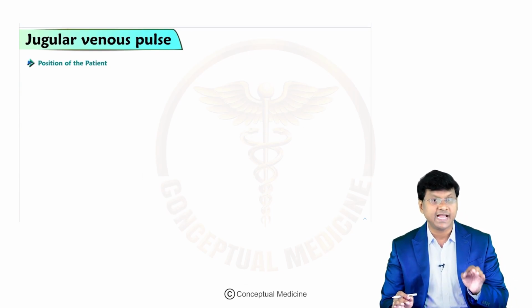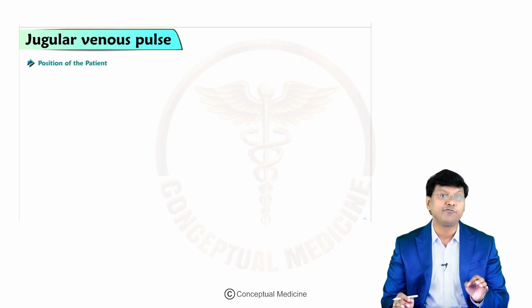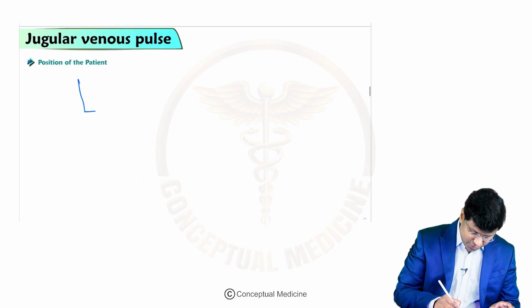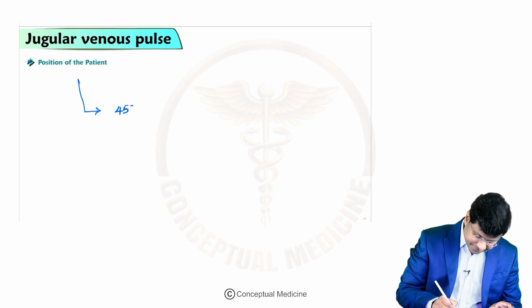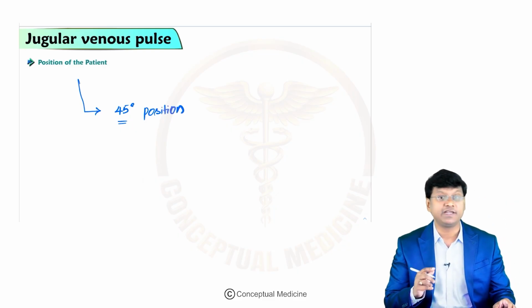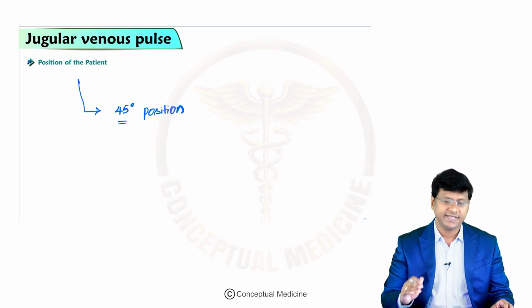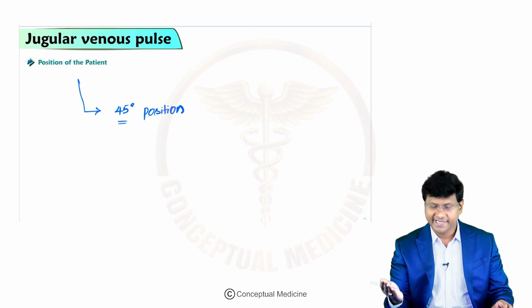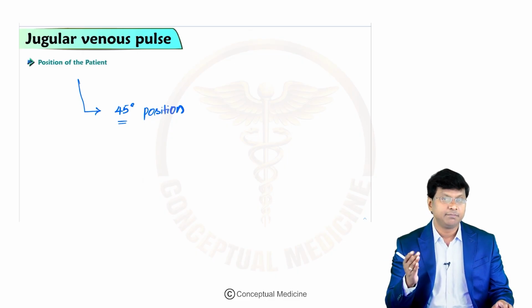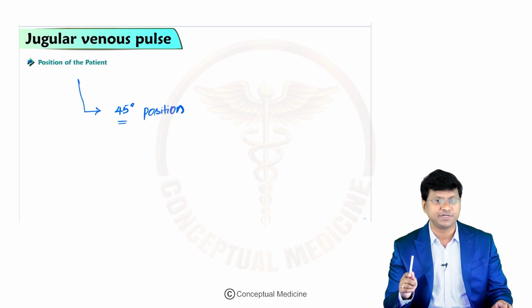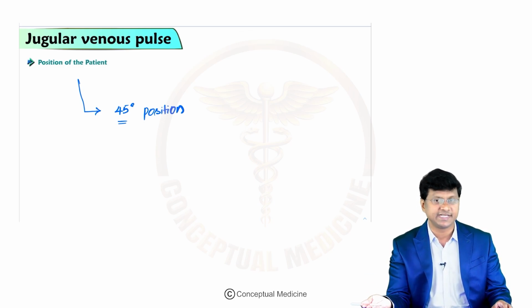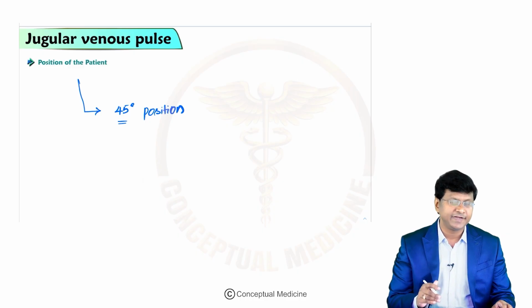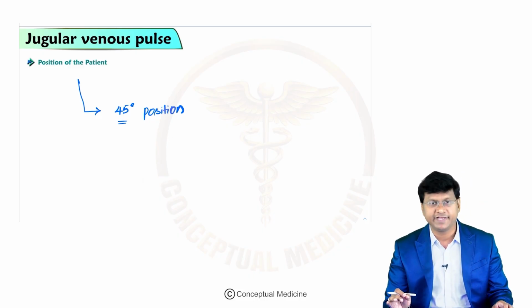Most patients have to be examined in the 45 degrees position. So the position of the patient should be right 45 degrees position. But there can be little variation in those individuals with high venous pressure. A greater inclination is required, but in those individuals with low jugular venous pressure, a lesser inclination is desirable. But overall, the effective method of measurement of the JVP can be done in 45 degrees position.